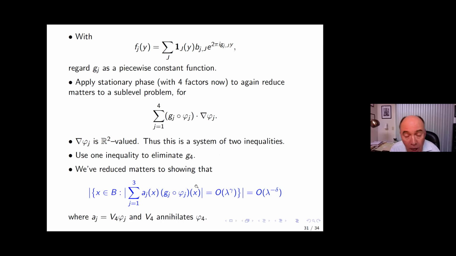I have coefficients a_j, which come from the gradient of the f_j's. So they're not arbitrary, but they're related to the f_j's. And I have a sublevel inequality. Here I have a large quantity on the right-hand side, not a small quantity. And on the right-hand side, I want the measure to be controlled by a negative power of lambda.